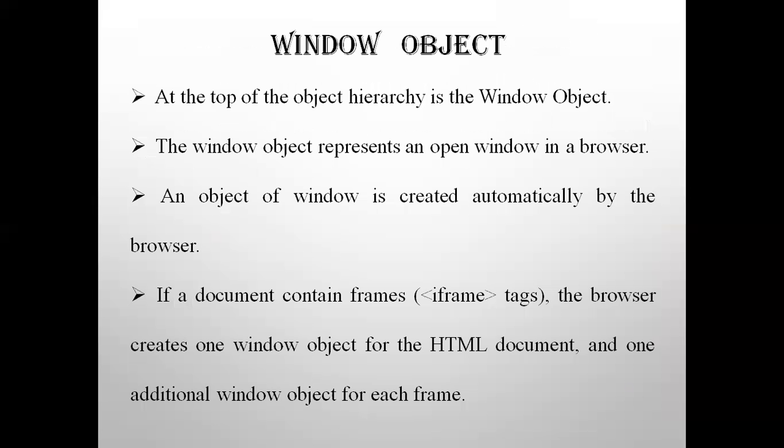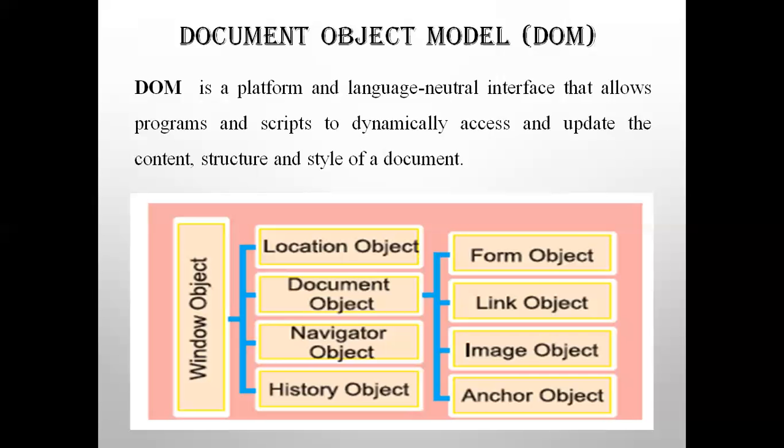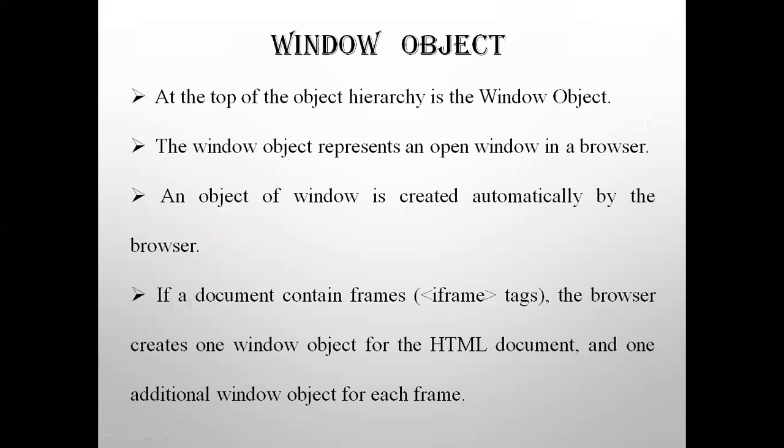At the very top of the object hierarchy, if you see the figure, it starts from here, then this, and then this. So here it was the window object. In that there are 4 links, and in the document object again there are 4 links. So the window object is at the top of the hierarchy. It is the parent object of all other objects. It represents an open window in a browser.